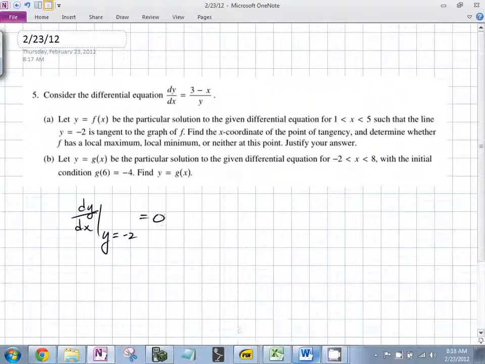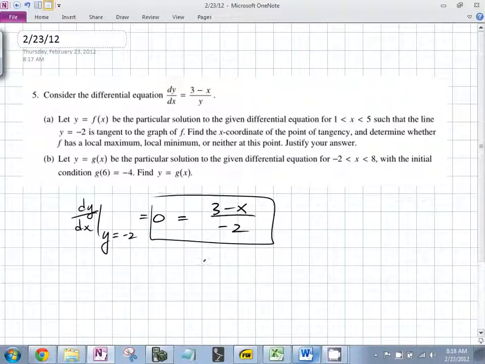Is 0, so you know that's 3 minus x over what? In this case, negative 2, right? So what does that mean x equals? 3. All done for that section. Find the x-coordinate of the point of tangency. So is that the x-coordinate of the point of tangency?